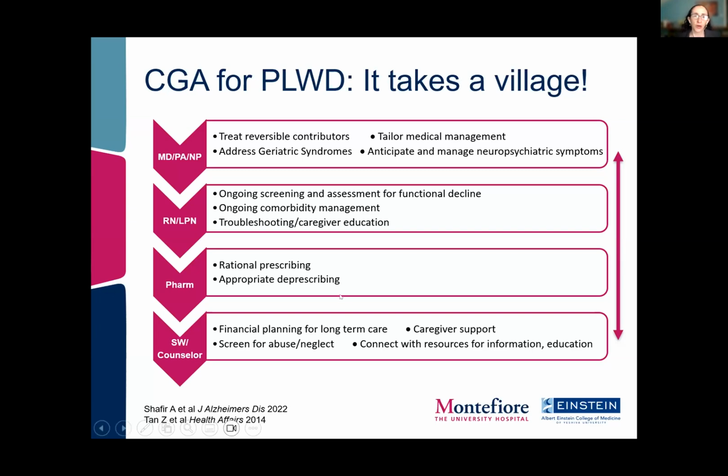And this is all borne out in the literature as well. This article by Adi Shafir and colleagues in the Journal of Alzheimer's Disease in 2022, they did some focus groups with patients and caregivers about what the process was like when they received the diagnosis of dementia, what they went through, and what they wish they would have gotten. And really, patients and caregivers also valued the multidisciplinary inputs in this process.